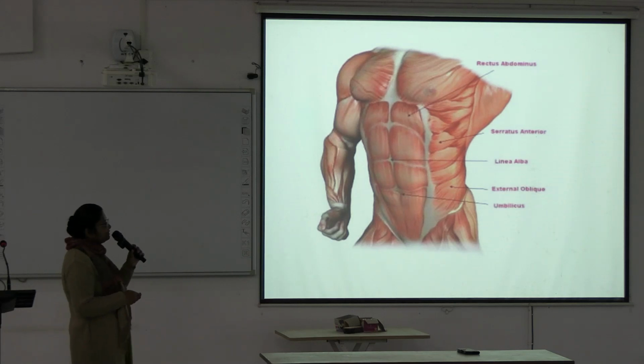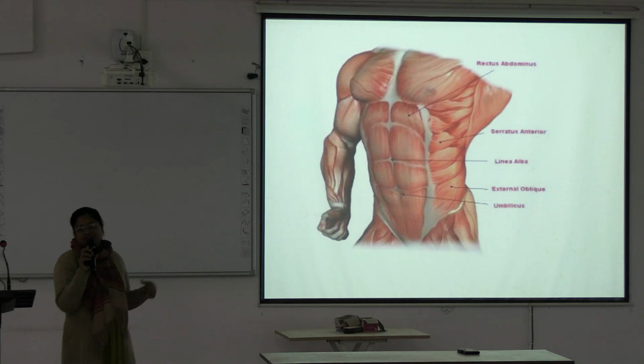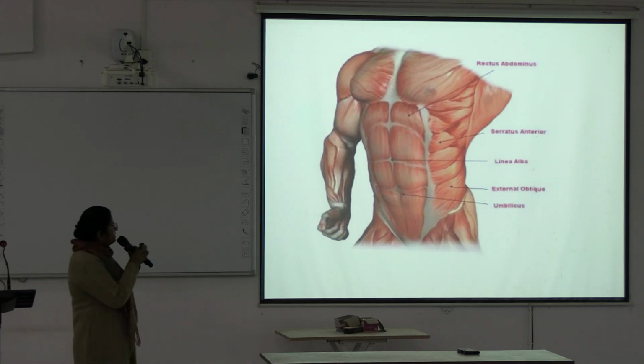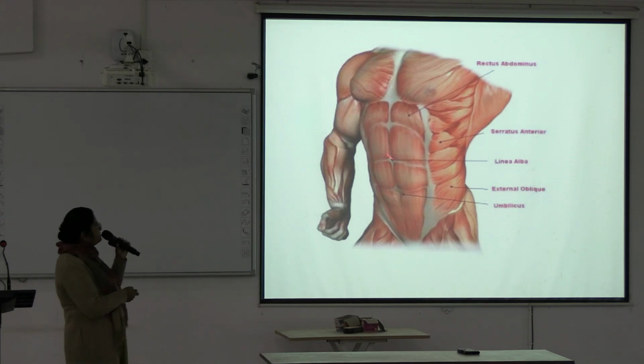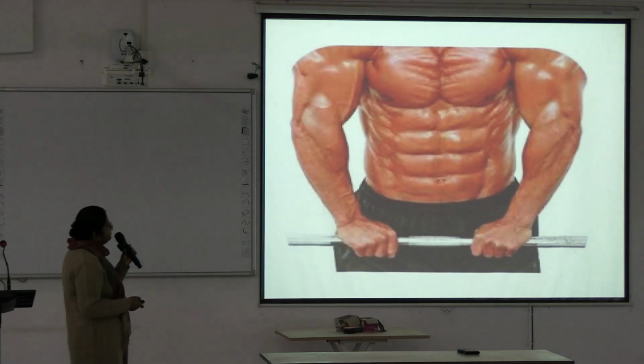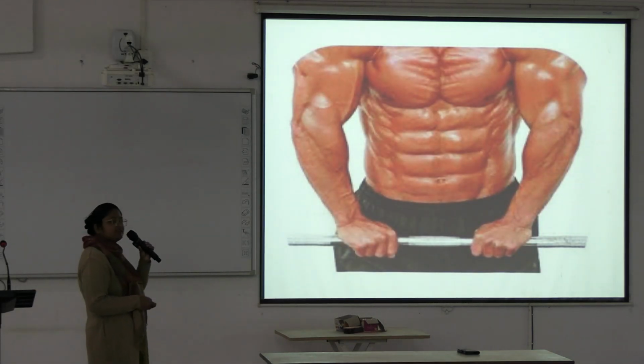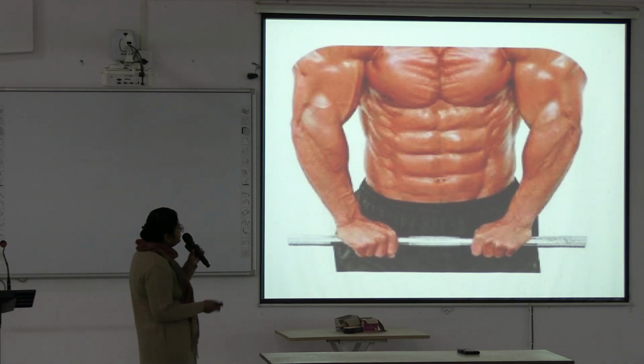Strengthening of the rectus muscle is done during abdominal exercises. Okay, these are the intersections. Next, six packs are formed due to strengthening of the rectus abdominis.